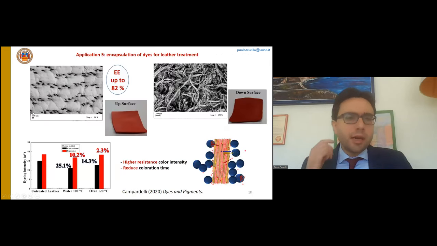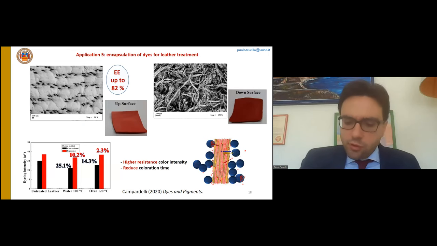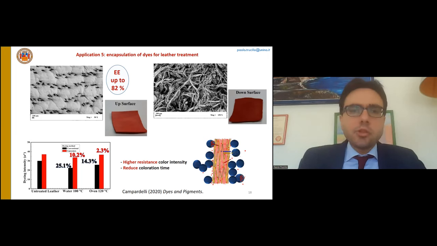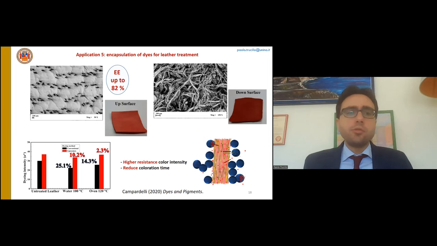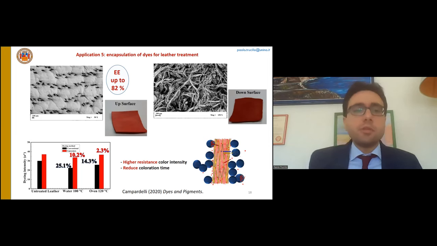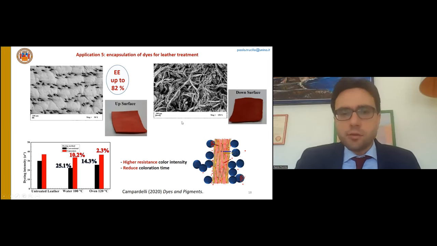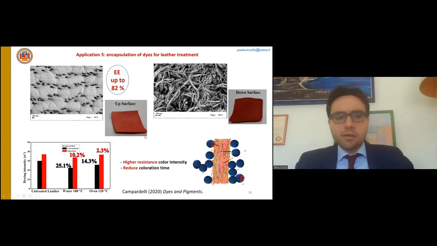Then we changed completely the kind of application of our supercritical assisted process for liposomes formation. We wanted to find a good way to fix and put dye on leather for leather treatment, for different kinds of application. And we managed to give simultaneously the fattening step, but also the fixing of the dye on the upper and down surface of leather. As you can see from the images, the up and the down surface of leather are completely different, so it is not easy to deliver dye on these surfaces.